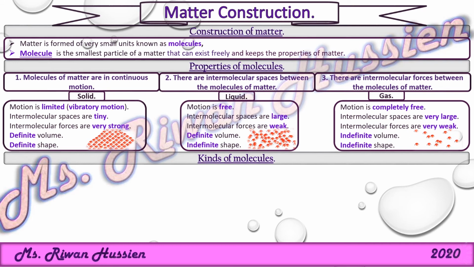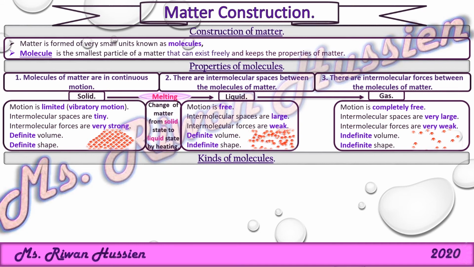Then we move to the way by which we can change the state of matter from solid to liquid and from liquid to gas. And we've said that the melting process is the change of matter from solid state to liquid state by heating, while the vaporization process is the change of matter from the liquid state to the gaseous state by heating.